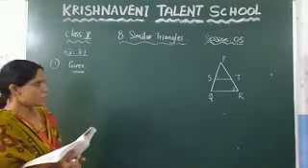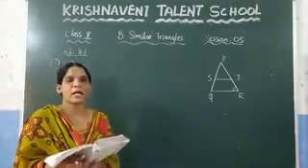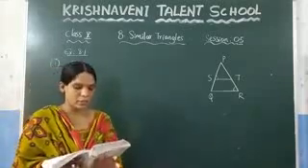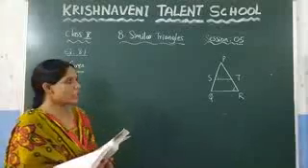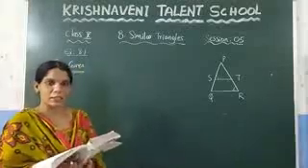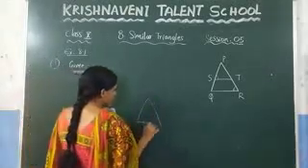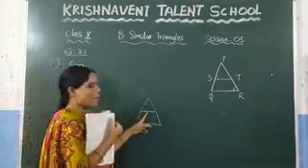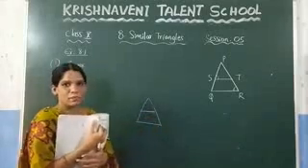Exercise 8.1. Before, in two sessions, we have discussed the basic proportionality theorem and the converse of the basic proportionality theorem, and based on the theorem we are going to solve all the problems in exercise 8.1. So what does the basic proportionality theorem say? If you consider any triangle and a line is parallel to one side of the triangle, then the other two sides are divided into the same ratio.